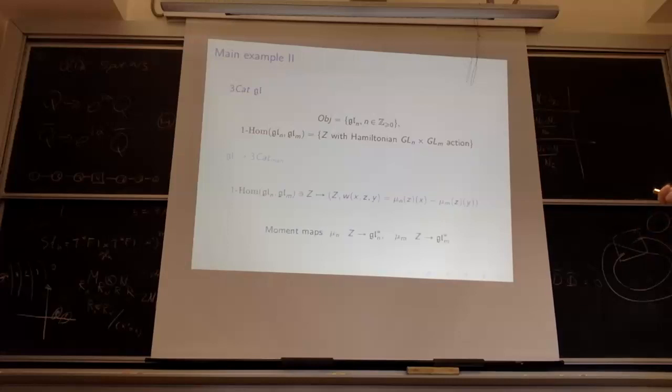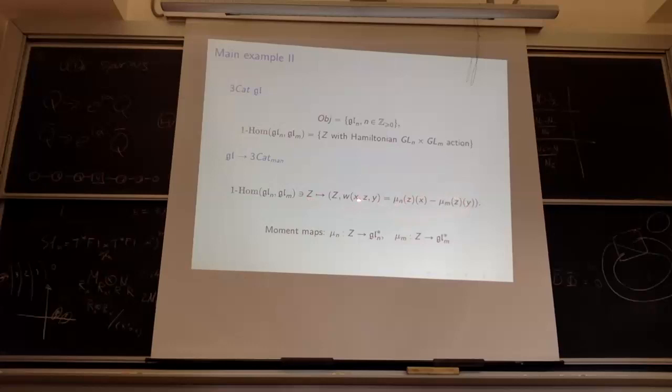And the morphisms between M and N are literally just you take a space Z with a Hamiltonian GLN, GLM action. So you have a left and right action. So these are the homs. And now you can embed it back into our category by saying, well, if you have objects like this, we can always construct a potential. The potential should be on the space GLN times GLM times Z.